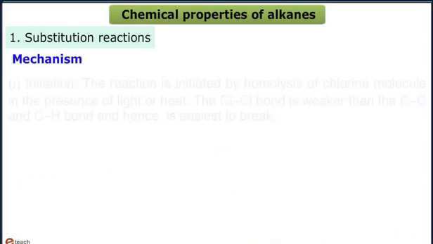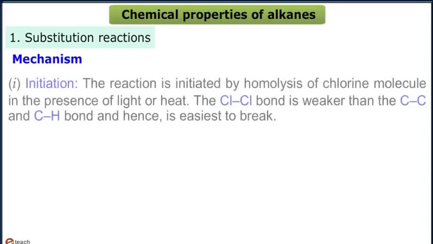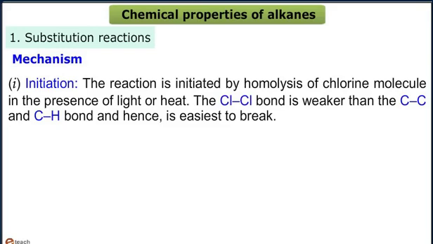Mechanism of the reaction is given by: the first step is initiation step. The reaction is initiated by homolysis of chlorine molecules in the presence of light or heat. The Cl–Cl bond is weaker than the C–C and C–H bonds, and hence is easiest to break.